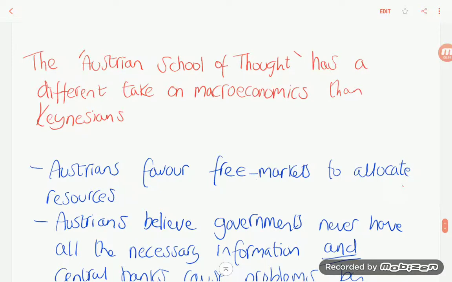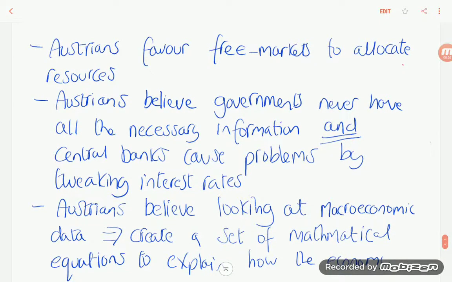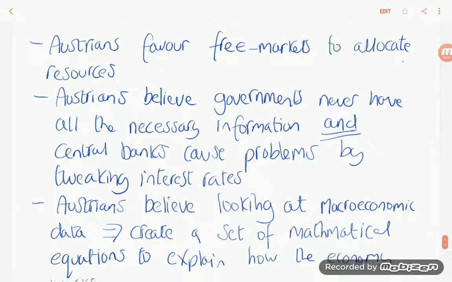The Austrian school of thought has a different take on macroeconomics than Keynesians. Austrians favour a free market allocation of resources. They argue that governments never have all the information that's needed to allocate resources efficiently, and that all government and central bank interventions, including the tweaking of interest rates, have unwanted effects in the long term.